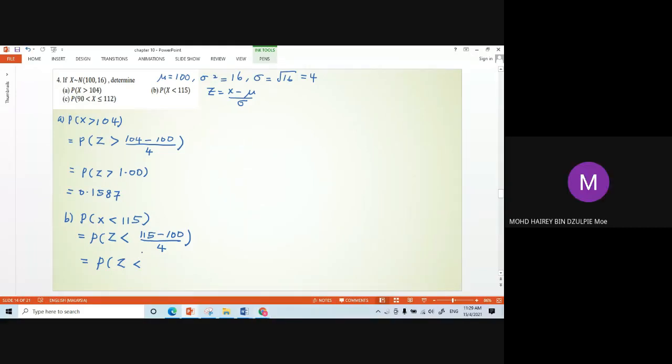3.75. 3.75. Betul? Semua dapat jawapan yang sama? Yes, madam. Okay, so sekarang kita dah tak boleh baca table lagi. 3.75, madam. 7.5.